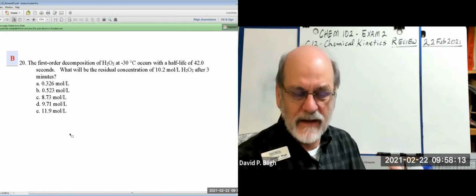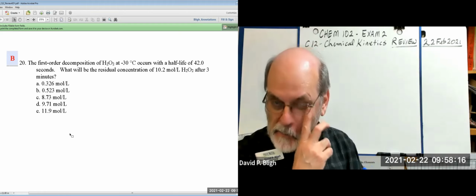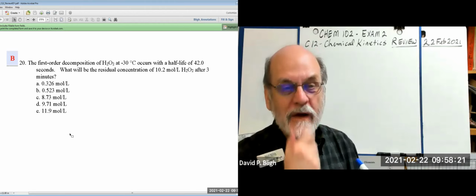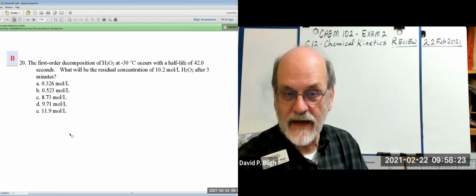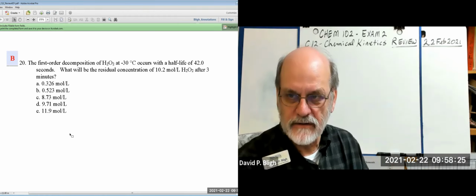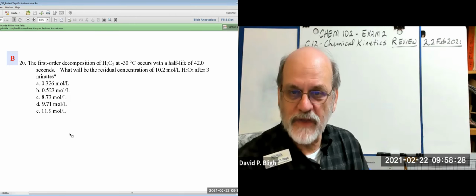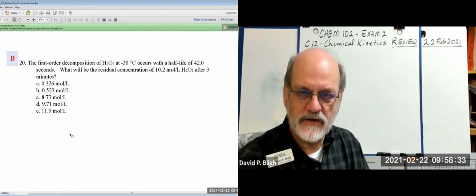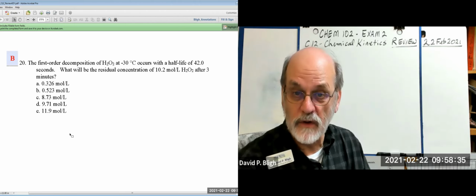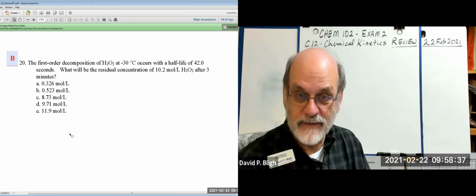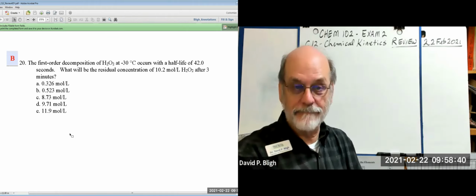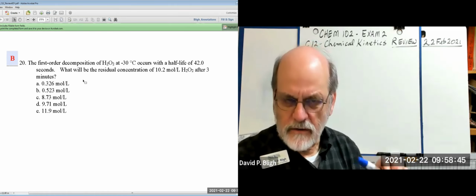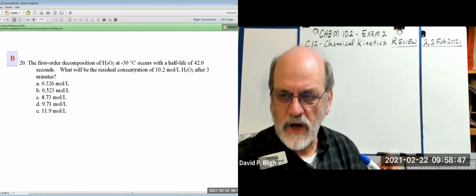So what are we dealing with here? We just read through the question and then read through the problem and find the question. First order decomposition of hydrogen peroxide at minus 30 degrees Celsius occurs with a half-life of 42 seconds. What will be the residual concentration of 10.2 molar hydrogen peroxide after 3 minutes? All right. So, look at the question. What will be the residual concentration?